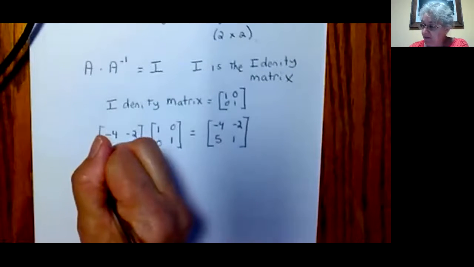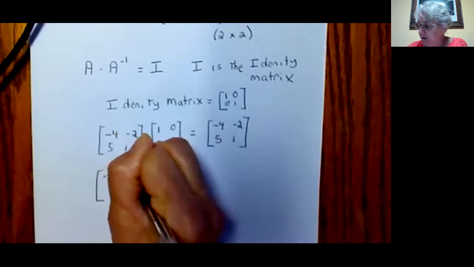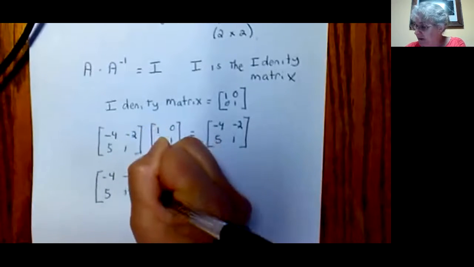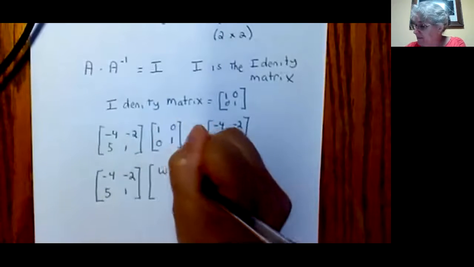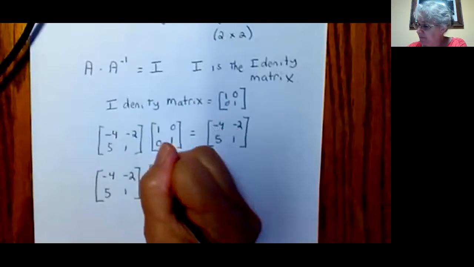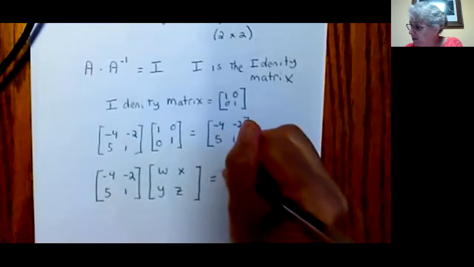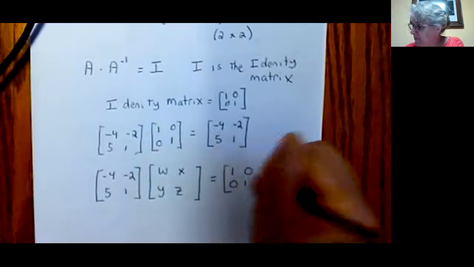So let's go ahead and take [-4, -2; 5, 1], there's our matrix. Multiply it by some matrix we don't know, [W, X; Y, Z], which is going to be our inverse. And we do know this all has to equal [1, 0; 0, 1].